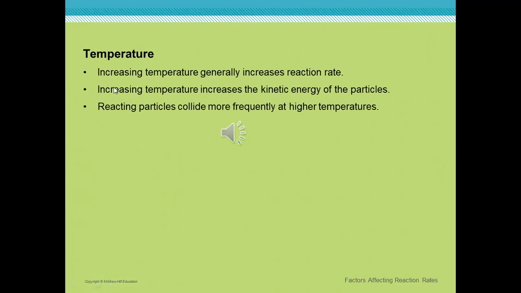Temperature again. Increasing temperature generally increases reaction rate. Increasing temperature increases the kinetic energy of the particles. If you increase energy, the kinetic energy of these particles of substance will move fast and faster. So the reaction will be increased. Reactant particles collide more frequently at higher temperature.